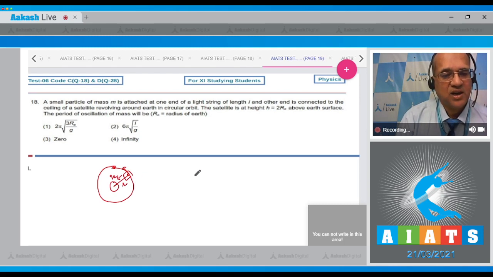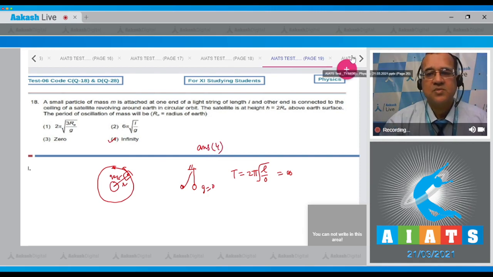So for the pendulum inside, which is weightless, g is equal to 0, and if you disturb it, it won't come back to the mean position because there is no restoring force. Therefore, if g becomes 0, T becomes infinite mathematically, or it won't vibrate at all. So the correct option is answer 4. Let's move to the next question.